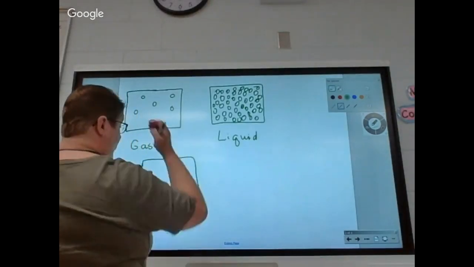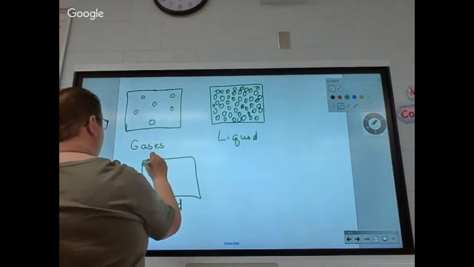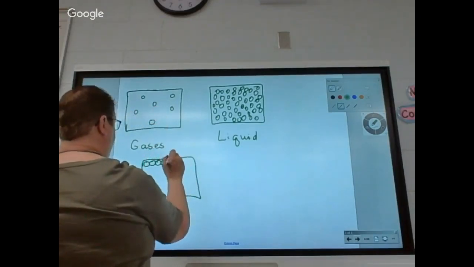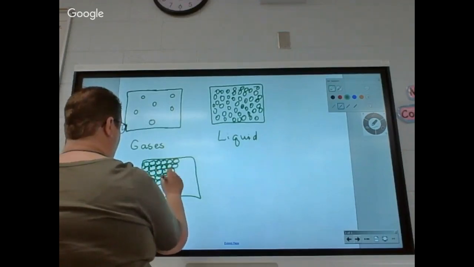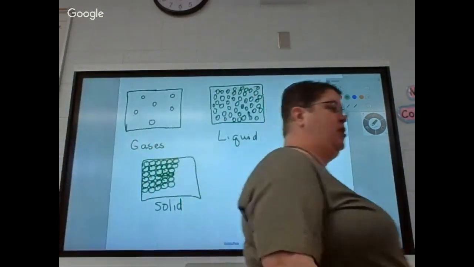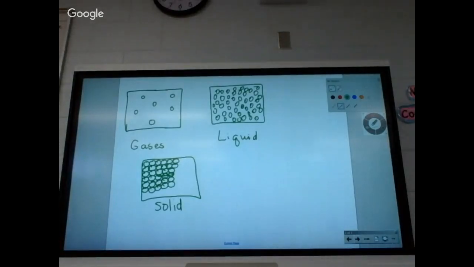Now, for the solid, I'm not going to fill the whole box, or we'll be here the rest of the class period. I'm trying to show that they're the same size. But there will be more in a solid than in a gas, inside the space. Okay, because I'm going to refer to these pictures. These pictures should not be new. You should have seen these before in other science classes, because we're going to refer to them as we define a solid, a liquid, and a gas.